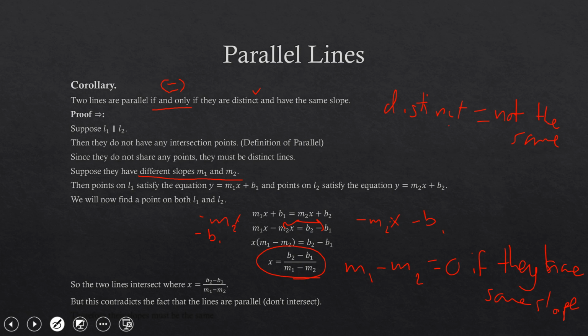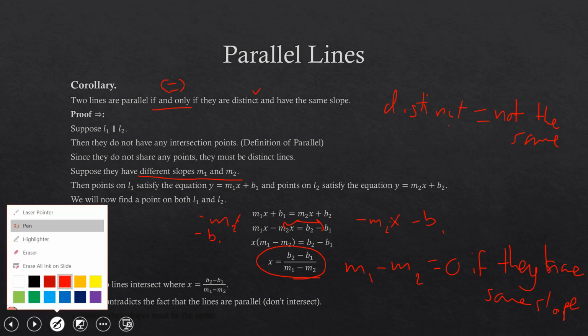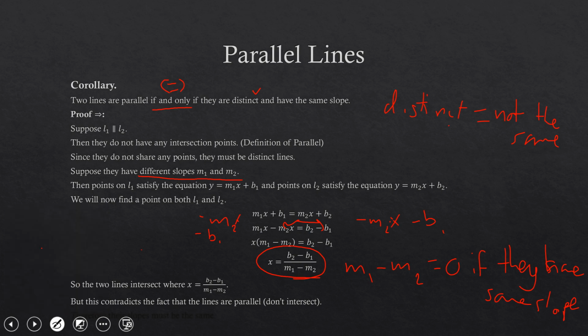And this contradicts the fact that the lines are parallel. This contradicts the fact that the lines are parallel, don't intersect, and so that means that the slopes can't be different. They have to be the same. So that gives us our second condition.